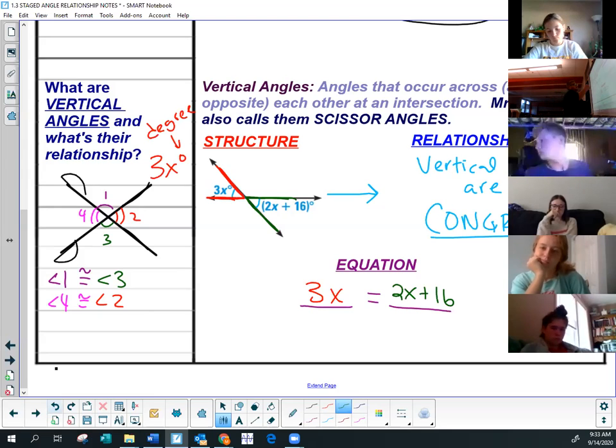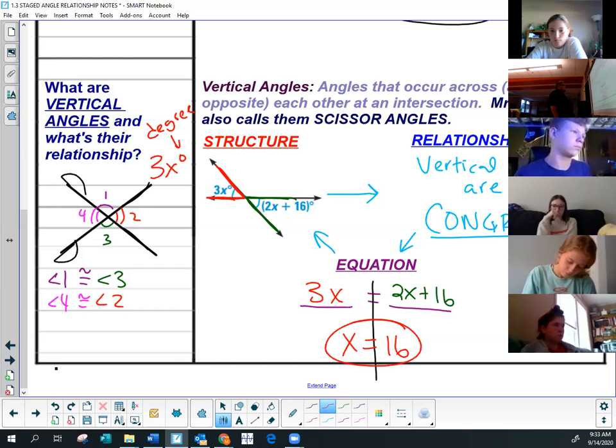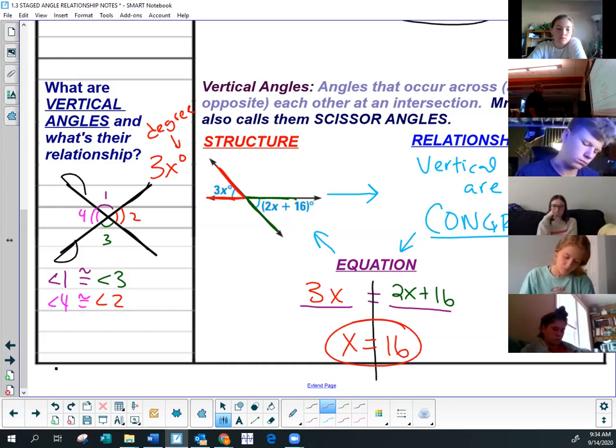So structure tells us a relationship. The relationship tells us the equation. The equation explains the diagram. So in terms of what we do now, we're just going to solve. We take away 2x from both sides. We have x equal to 16. Now of course, x is not the angle value. x defines the x value only, the unknown. How do we find the angle values?